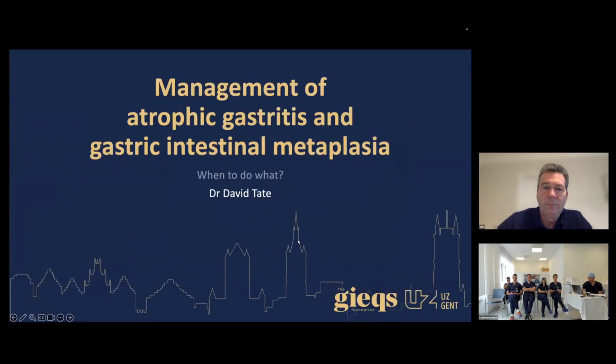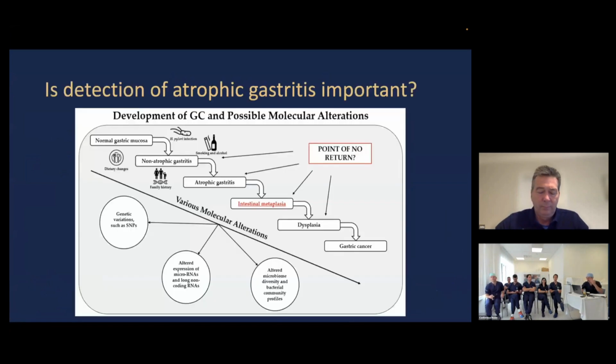So, how do you manage atrophic gastritis and gastrointestinal metaplasia? How do you image it? How do you look at what the precursors are, and how do you signpost them? So, is it important? Yes, it's one of the precursor lesions of the upper GI tract. So it's a precursor lesion for gastric cancer. And how does that work?